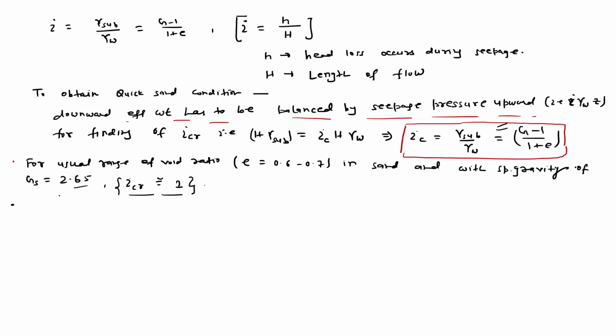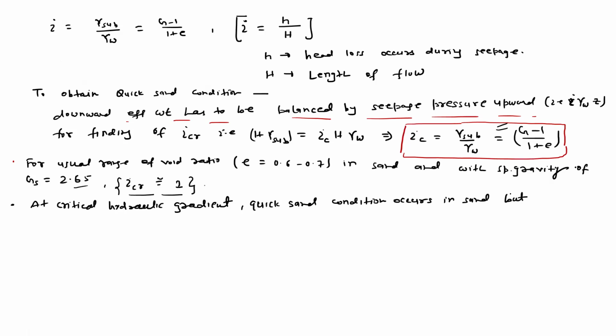Next point is, at critical hydraulic gradient, quicksand condition occurs in sand but not in clay, because in clay cohesion exists.